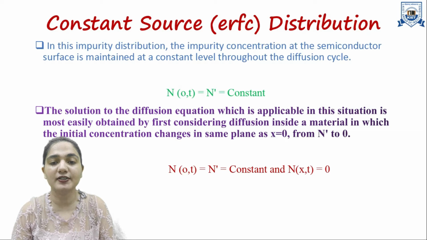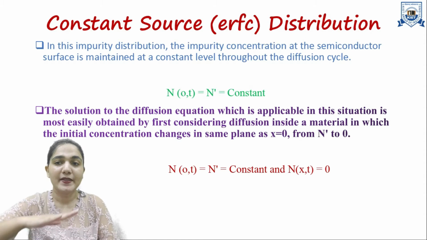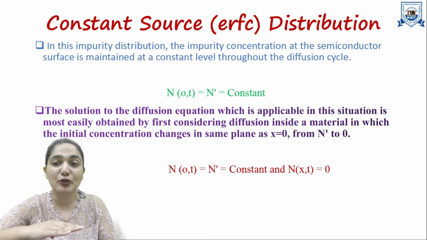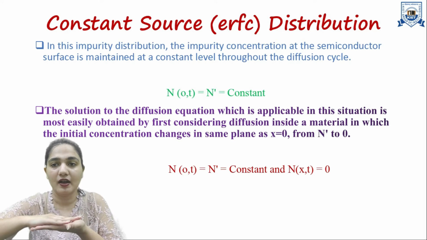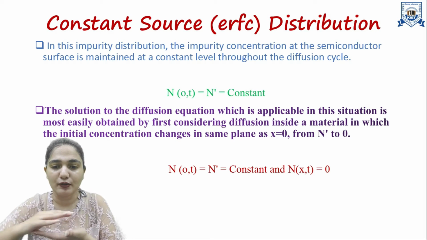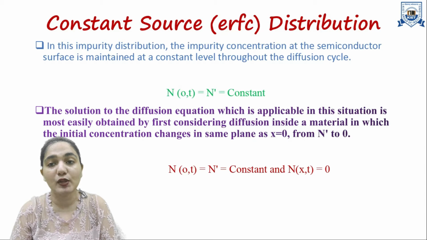In this, the impurity concentration at the semiconductor surface is maintained at a constant level throughout the diffusion cycle. Okay, so the impurity level will not get reduced. So at the surface, whatever impurity is present, it will stay there. Its mass will not be decreasing. Okay, so N(0) is equal to N dash, it will be constant.